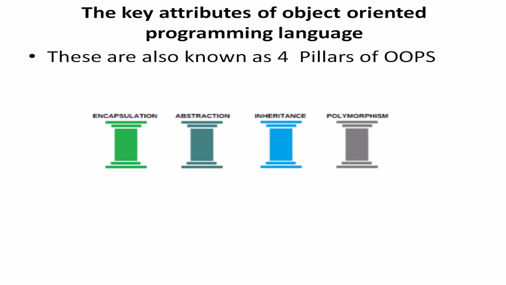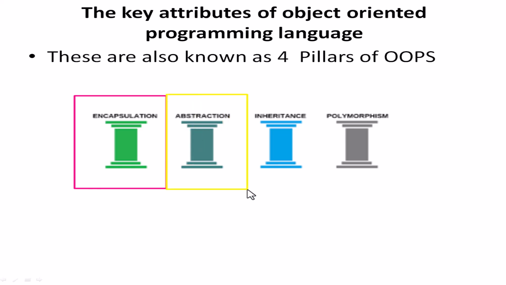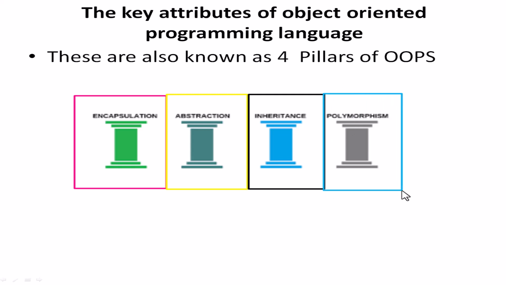Next, the key attributes of object-oriented programming languages. Basically, these are known as the four pillars of OOPs. Let us see what the four pillars of OOPs are. The first concept is encapsulation. The next concept is abstraction, the next is inheritance, and the next is polymorphism. These are called the four pillars of OOPs. Let us see them one by one.